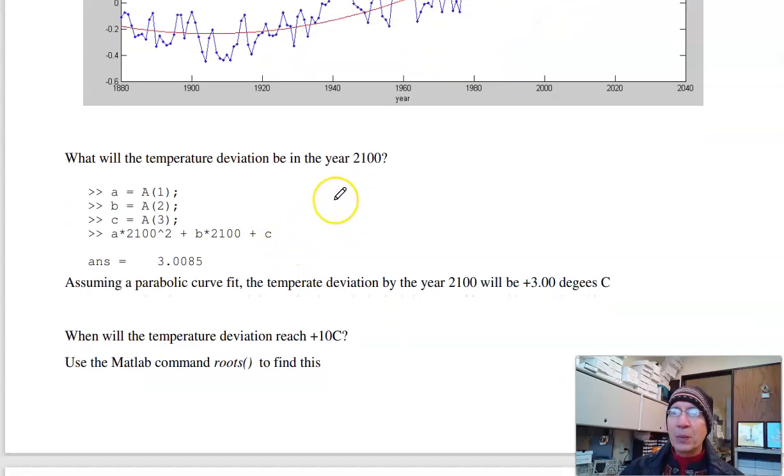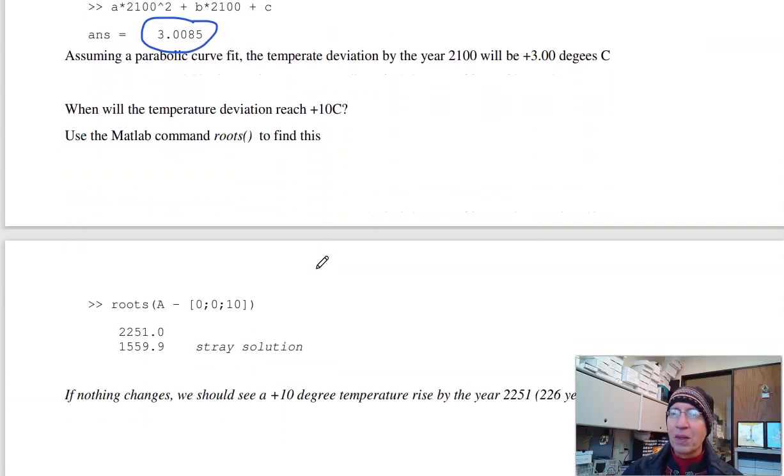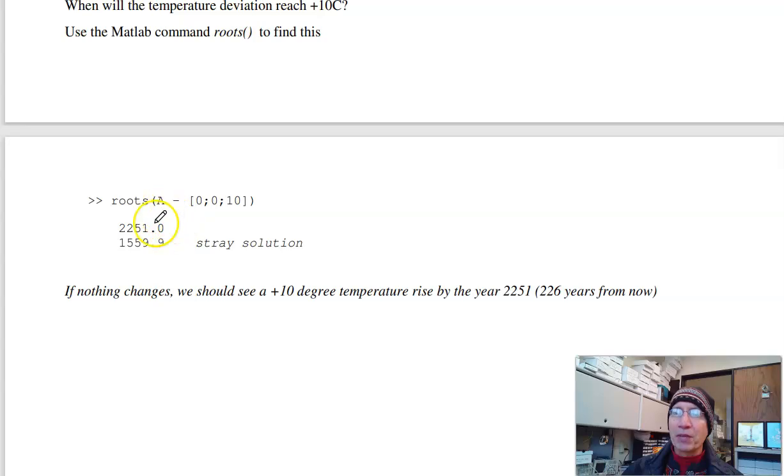From that, I can say, what will the temperature be in the year 2100? So just do A times year squared plus B times year plus C, which should be 3 degrees above average. So the Paris Climate Accord tried to keep us 1.5 degrees above average. Current trend says we're going to be about 3 degrees above average. I can find out when we'll be 10 degrees above average. That's about the year 2251, 225 years from now.